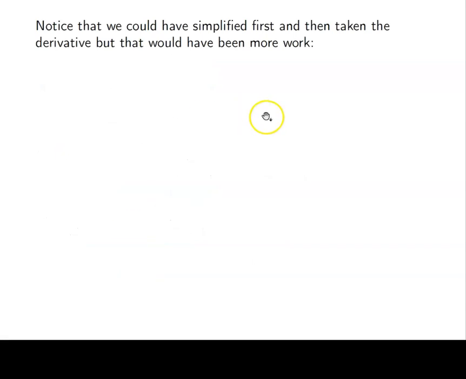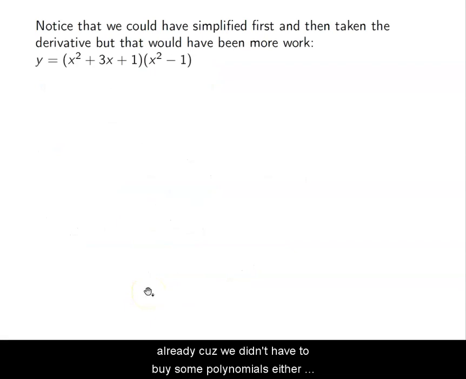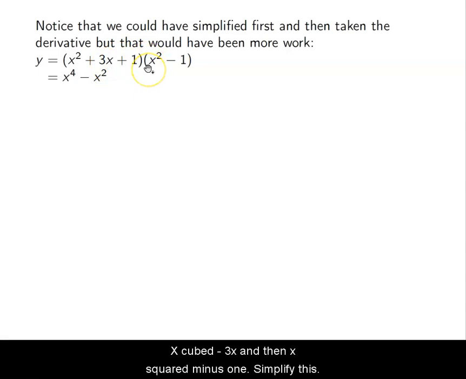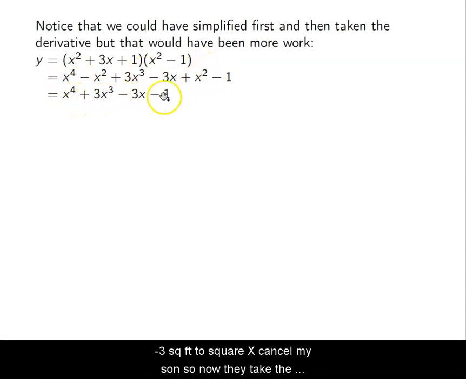Now, the other way, here I said that it would have been more work, but technically it's not really a lot more work than what we did already, because we did have to multiply out some polynomials either way. So let's just say that we multiply this out beforehand, right? So we got the x to the fourth. We're going to have negative x squared. We're going to have 3x cubed minus 3x, and then x squared minus 1. We simplify this, adding like terms, we get x to the fourth plus 3x cubed minus 3x, because the two squared terms cancel, minus 1.